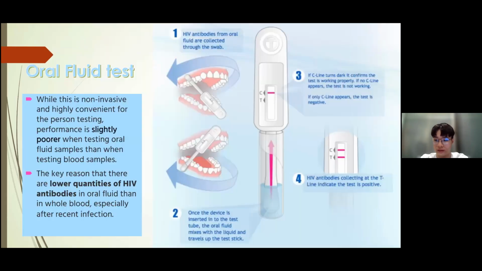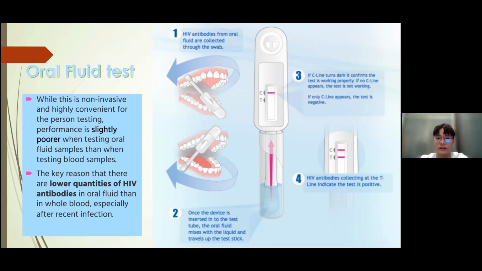Next slide, please. Now I'm going to explain about the oral fluid test. For the first step, HIV antibodies from oral fluid are collected through a swab. As HIV antibodies exist in our saliva, we can use a swab to scrape our mouth between our gums, upper lip, and lower lip. Once the device is inserted into the test, the oral fluid will mix with the liquid and travel up the test tip. This device is just like a pregnancy test.